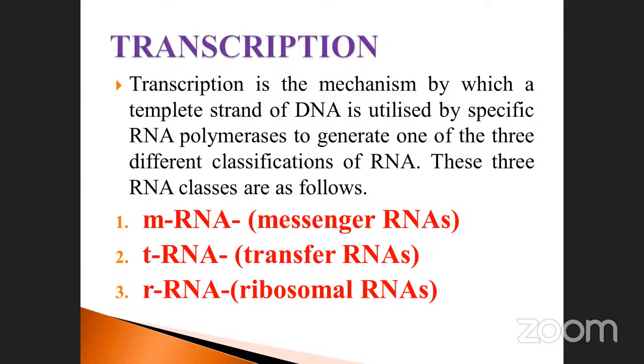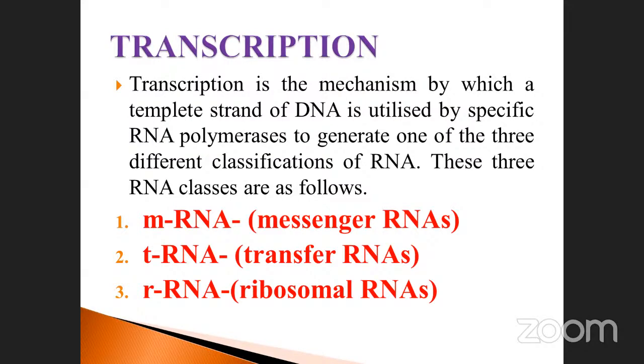How many RNAs are present? They exist in 3 forms. One is mRNA, also called messenger RNA. The second is tRNA, that is transfer RNA. The third is rRNA, called ribosomal RNA. These are the 3 RNA molecules present. Okay: mRNA, tRNA, rRNA.